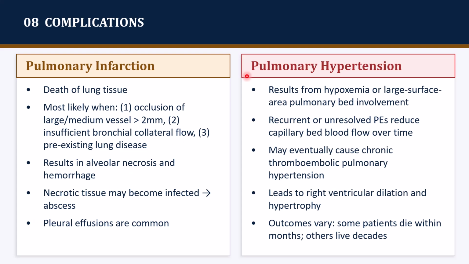Complication 2, pulmonary hypertension. Pulmonary hypertension develops when PE causes hypoxemia or involves a large surface area of the pulmonary bed. One PE rarely causes pulmonary hypertension on its own, but recurrent PEs or PEs that never fully resolve gradually reduce the capillary bed over time. Eventually, this leads to chronic thromboembolic pulmonary hypertension, a serious long-term condition. The right ventricle has to pump harder and harder against the elevated pressure, leading to right ventricular dilatation and hypertrophy. Outcomes are highly variable. Some patients decline rapidly, others live for decades with management.